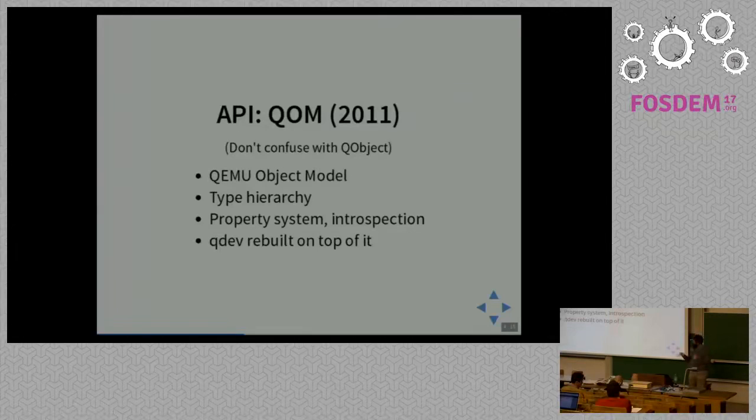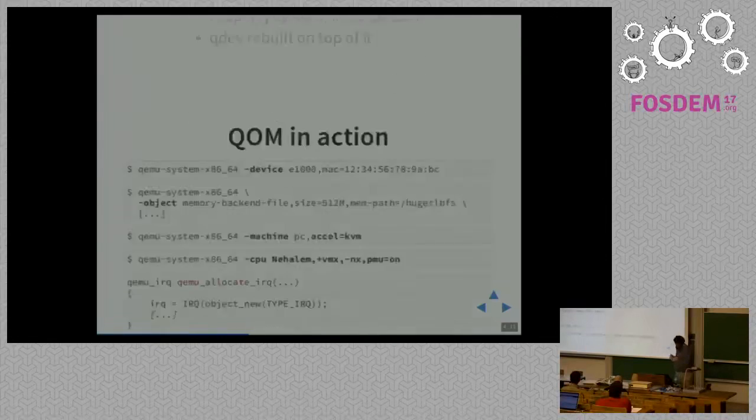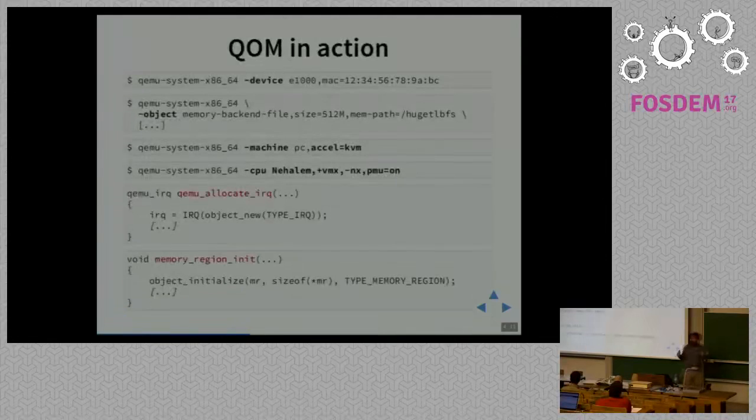Basically, it has a type hierarchy of classes. It has a property system, and basically all the abstractions in QDev were rebuilt on top of QOM. So many of the QDev code paths are just wrappers around QOM. And let's see QOM in action. These are just a few examples. I won't try to explain how QOM works inside, but I'll show where it is used.